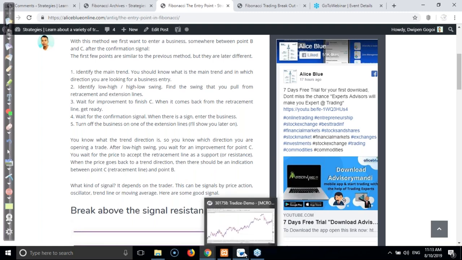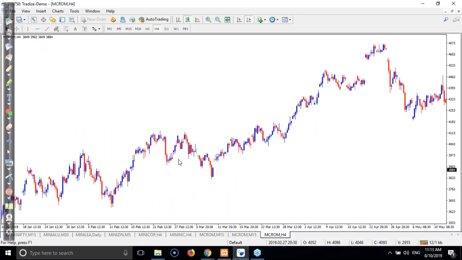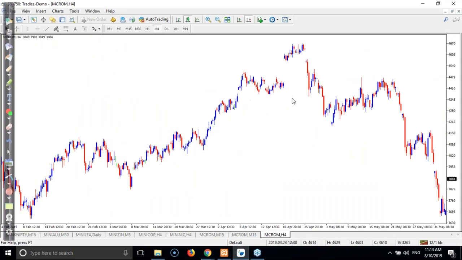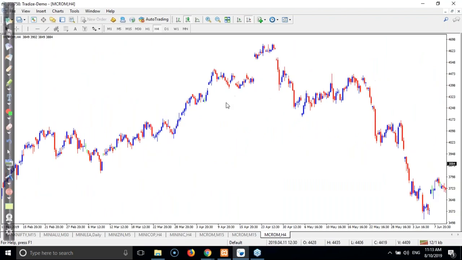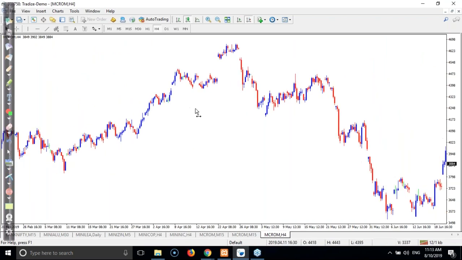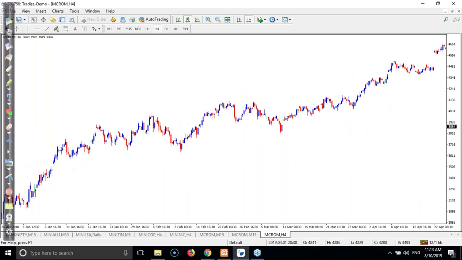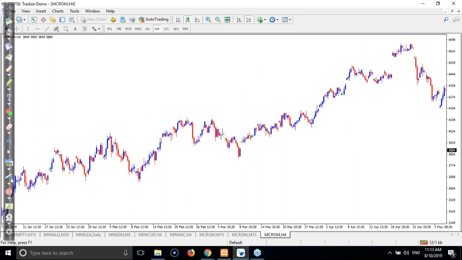Let's check in our live. This is the live chart, right? So you can see here. Now let me show you. Here you can see price is creating higher high and higher low. They are forming impulsive wave and corrective wave, right? Like that means this is the A point, this is the B point, and you can see this is a C point, right?